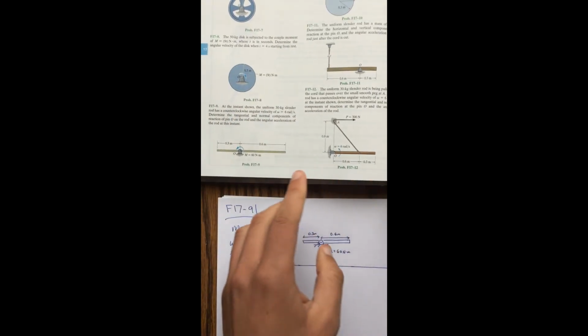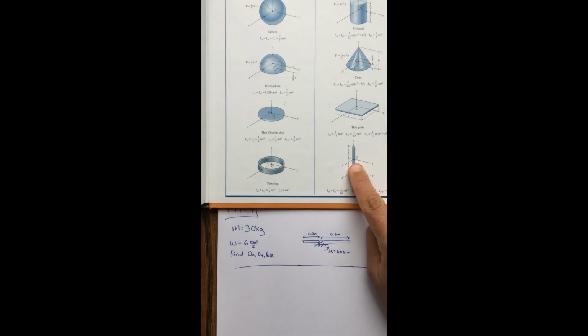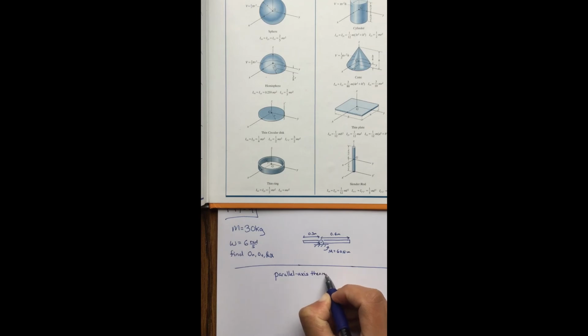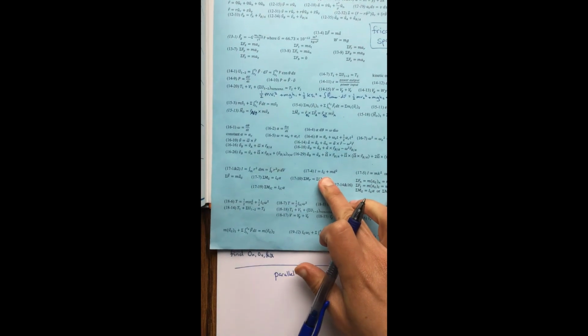And this here is a slender rod. So I'm looking at the slender rod, but what they give me here is the slender rod for an axis which is passing through the mass center, or you could do through an axis passing through the end of the rod, but that's not what I have. So I'm going to have to use the parallel axis theorem in order to find the moment of inertia that I need. That parallel axis theorem is equation 17-4.